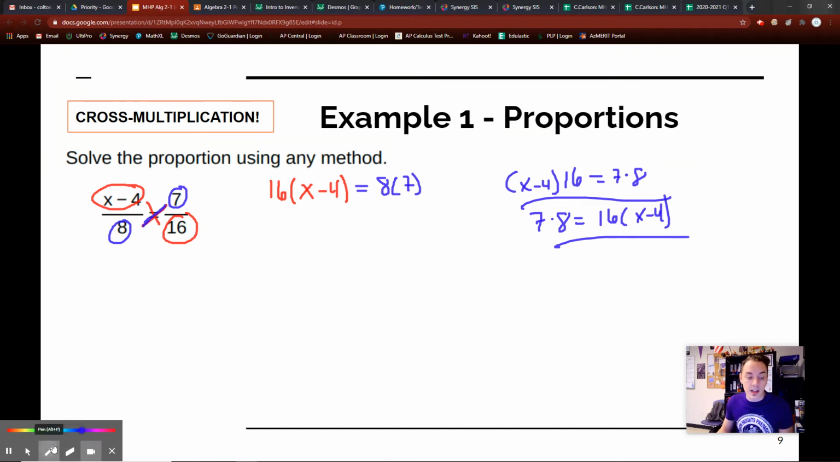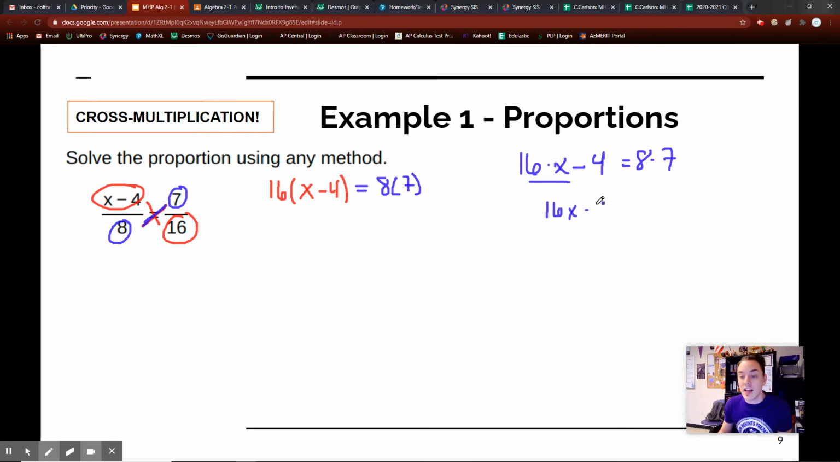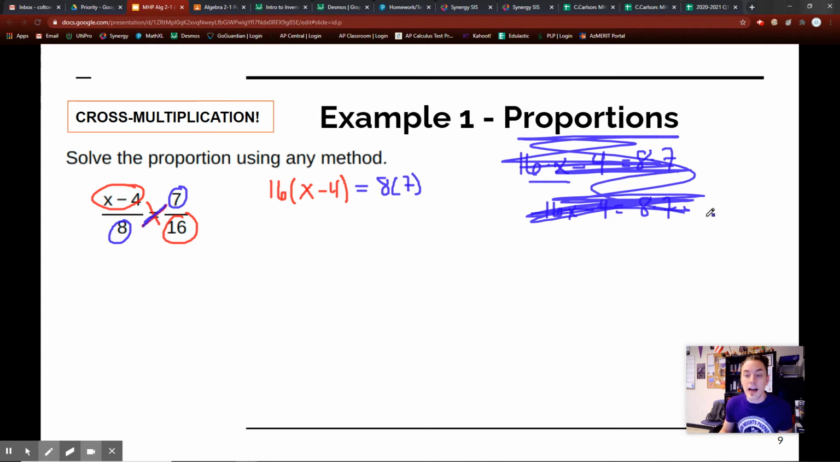The only thing that you have to look out for is one particular problem. Remember, who is your best friend in math? Parentheses. So what if you did 16 times x minus 4 and then equals 8 times 7? You know what the problem here is? I'll give you one guess. When you do 16 times x minus 4, it literally is just 16x minus 4 equals 8 times 7. Is that what I want? No. I don't want that.